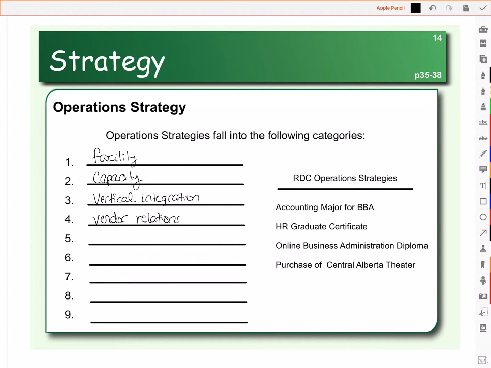How close is that relationship with your supplier? Are they at arm's length? What level of information sharing are you doing with that company?